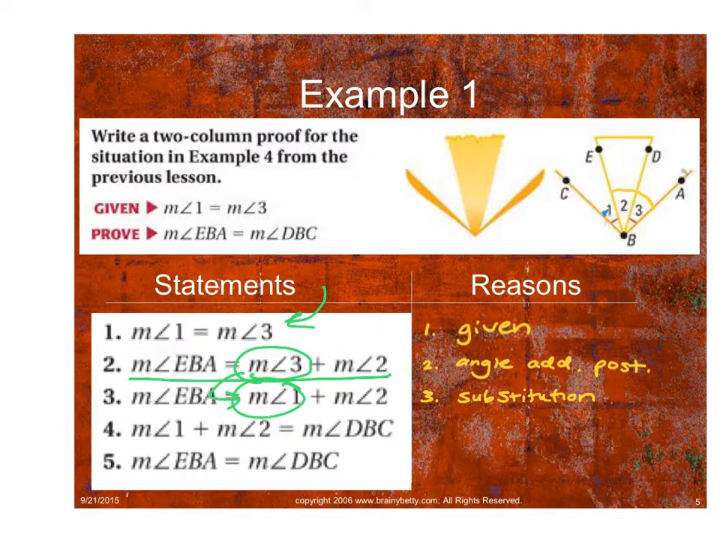Then comes the measure of angle 1 plus the measure of angle 2 equals DBC. So DBC is equal to the measure of angle 1 plus the measure of angle 2. Does that come from your diagram? Yes. And what is that called? Angle addition postulate again.